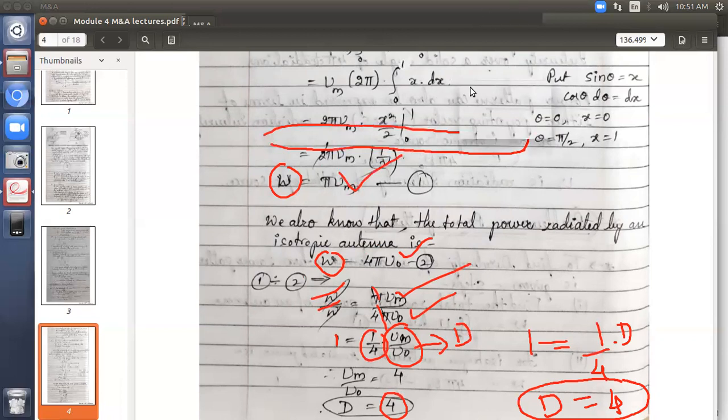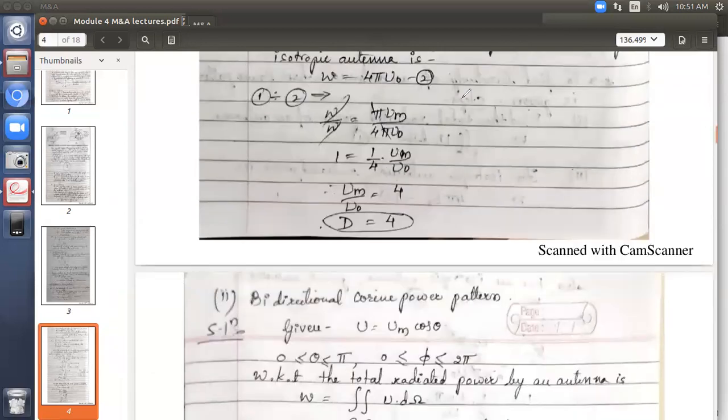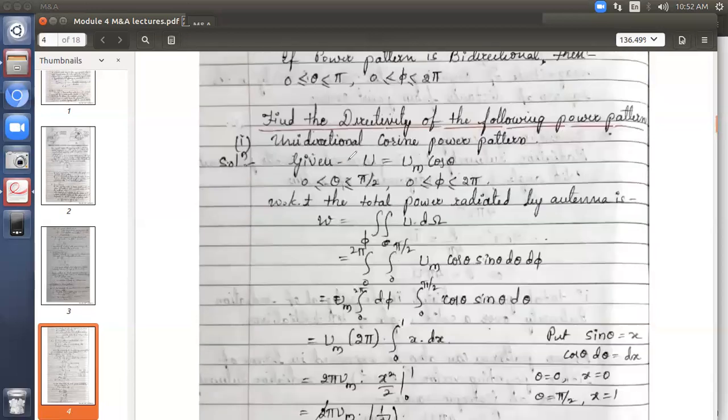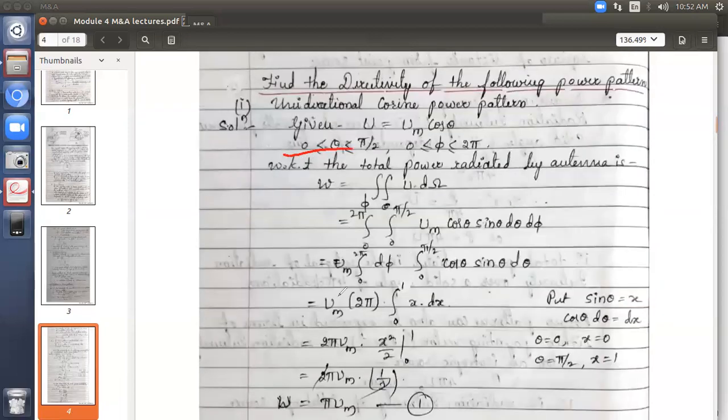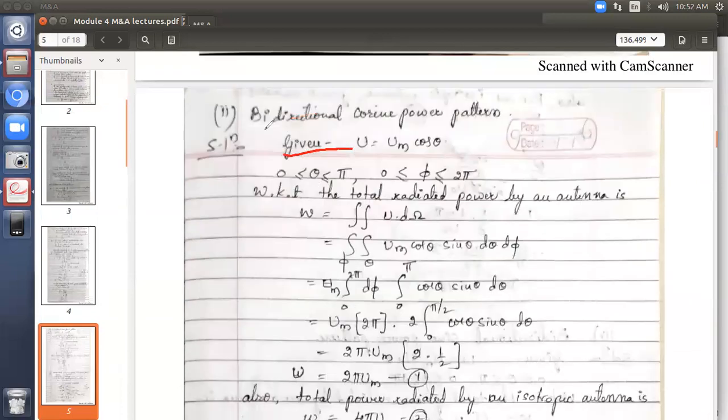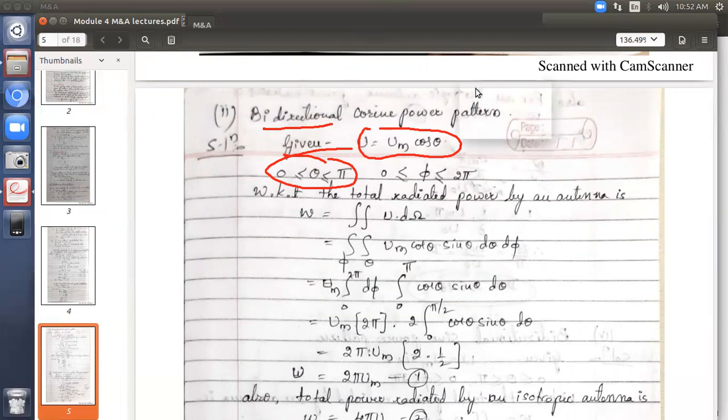Ideal value is 1. Let's take one more problem: the bidirectional cosine power pattern. Again, if you observe the first and the second question, the first question was unidirectional cosine and the second question is bidirectional cosine. So what is the difference? The given equation is the same. Only the range of theta will change. Earlier it was 0 to pi by 2. In a bidirectional pattern, it will be 0 to pi. 2 quadrants it will cover. So every solution will remain the same.